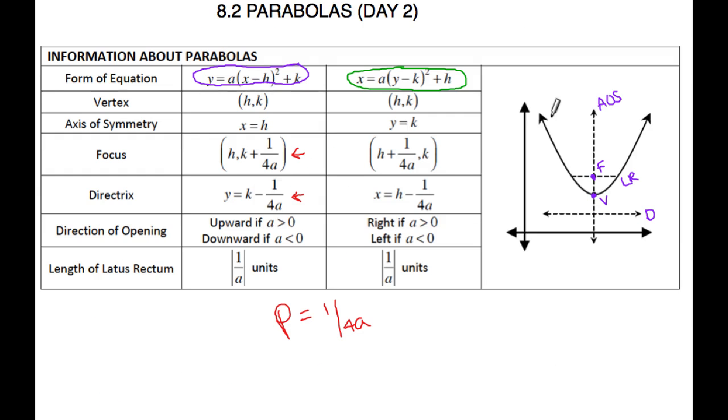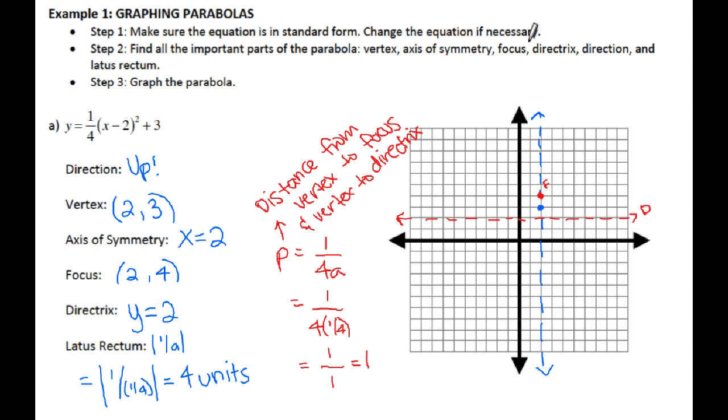Now the latus rectum is this entire length going across from your focus. So if this entire length is 4 units, that means in each direction to the left and to the right is 2 units. Your latus rectum always goes through your focus. So from my focus, I am going to go to the right 2 units and to the left 2 units. And that's going to give me the 3 points that I need to be able to draw the parabola. And there is your graph for the first equation.